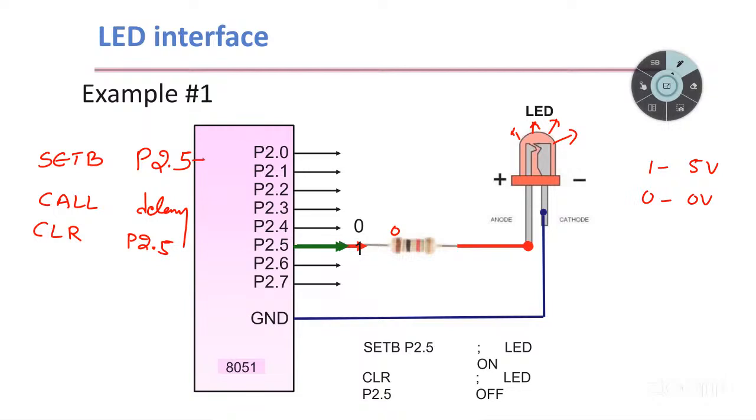This is for how long it stays on, until the called function program finishes executing. So that CLR P2.5 will clear, so the LED will be off. Here also you can take a call delay. Call delay, right? Here you can find the delay program, the function program.